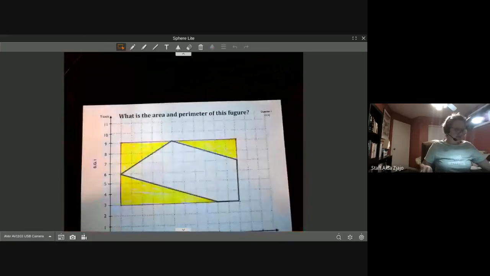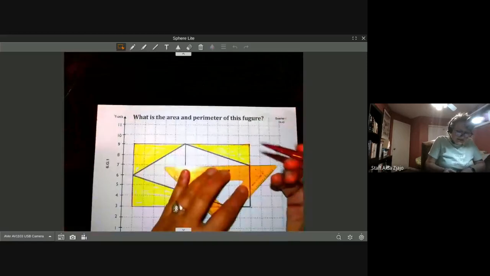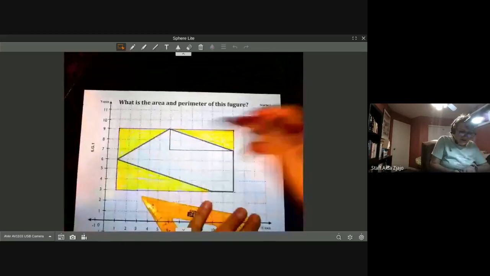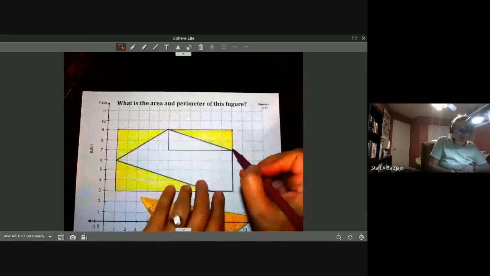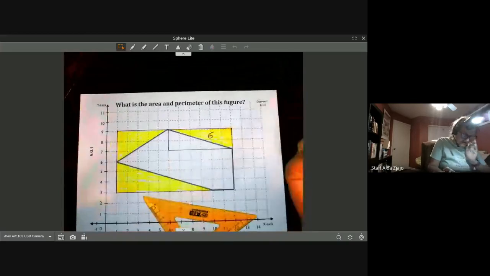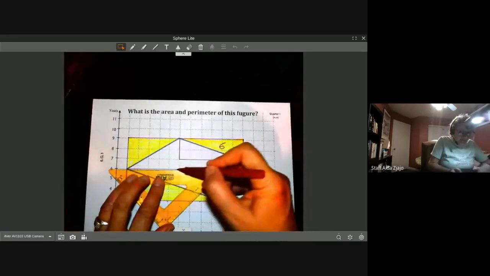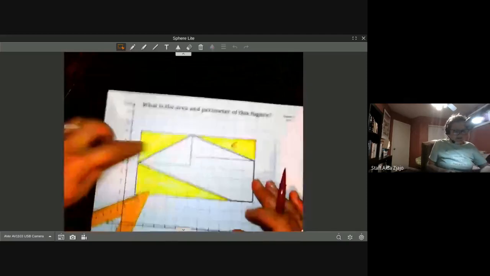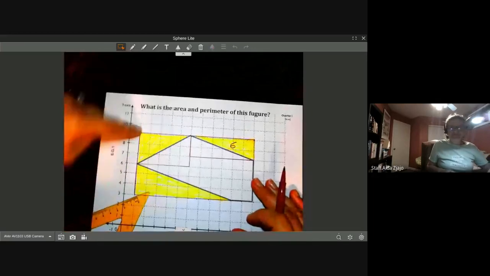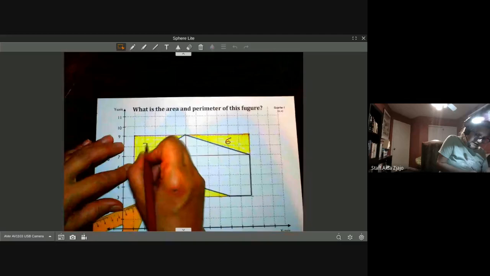Okay, so I can see this triangle. If I make a rectangle around it, I can use my little dashes, and that will show me that this rectangle is 2 by 6. 2 times 6 is 12, but half of 12 is 6. So this is 6 square units. And then same thing if I do this one here and create a rectangle, it would be 3 by 5. 3 times 5 is 15, and half of 15 is 7.5.